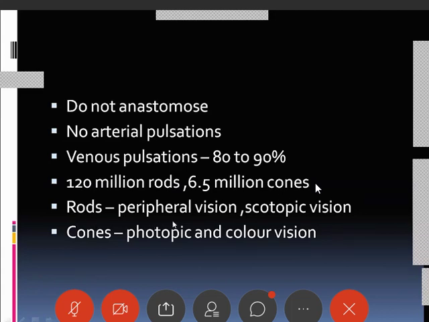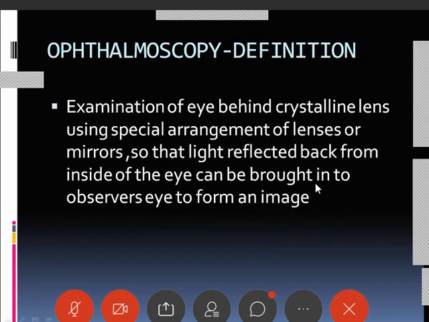So the rods are helpful for peripheral vision and also for scotopic vision, that is the visual acuity in dim light, whereas the cones are for photopic vision, that is the visual acuity in bright light, and also for color vision. So that is about the gross anatomy and also the histology of the retina.